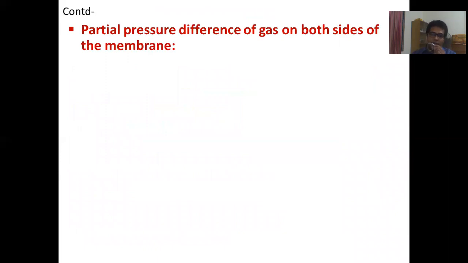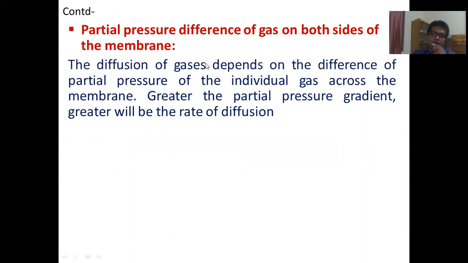Now, the third factor that is very important for simple diffusion is the partial pressure difference of gas on both sides of the membrane. The diffusion of gases depends on the difference of partial pressure of the individual gas across the membrane. The greater the partial pressure gradient, the greater will be the rate of diffusion.